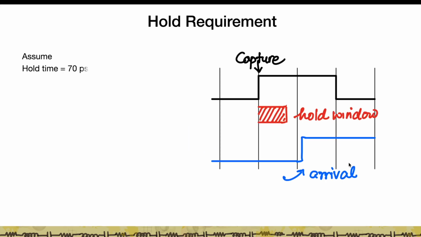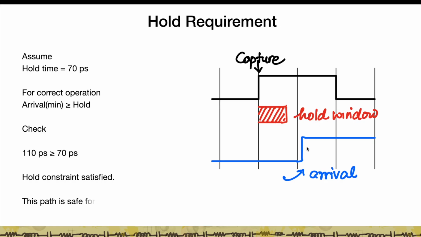The capture flip-flop has a hold time of 70 picoseconds. So the hold window closes at 70 picoseconds after the clock edge. Our data arrives at 110 picoseconds, well after the window has been closed. 110 is greater than 70. Hold constraint satisfied, the path is safe. On the timing diagram, you can see clearly the hold window is the red hatched region and the data arrives comfortably to the right of it. This path has a 40 picosecond hold margin. That sounds comfortable, but we're about to see it can disappear fast.